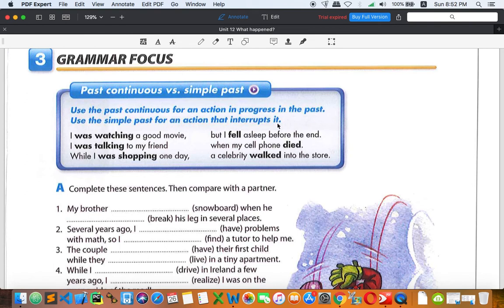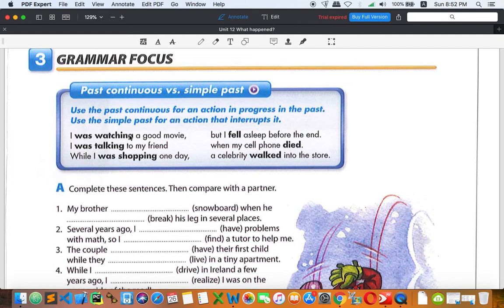Once again, past simple interrupts past continuous. So past continuous is a longer action. It means past continuous happened first. Or while that past continuous was happening, then something happened in the middle of that activity. And when something happens in the middle of the activity, it is about the interruption. So let's take a look at this example right here.